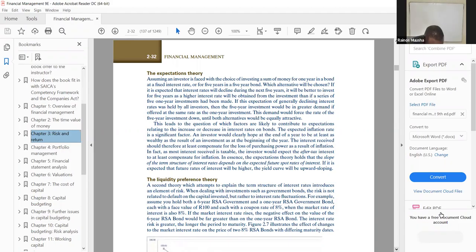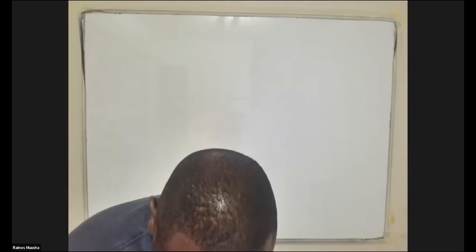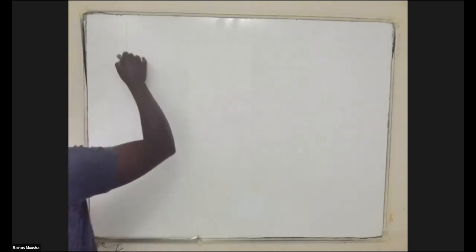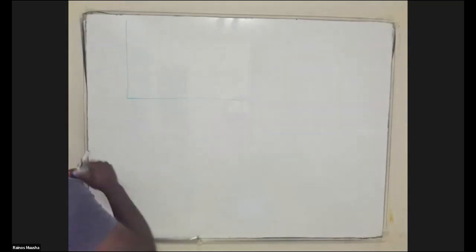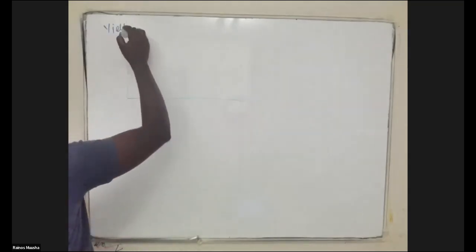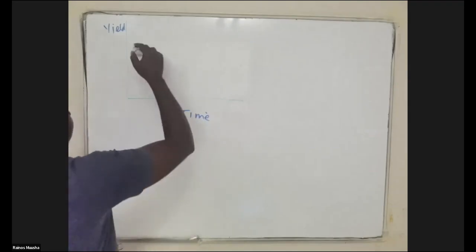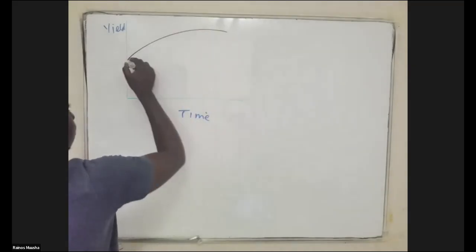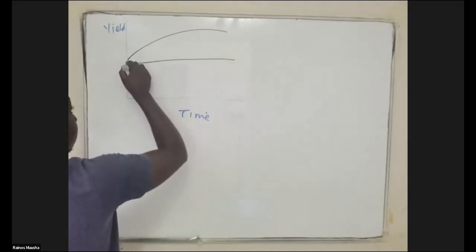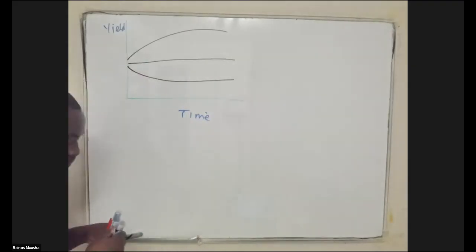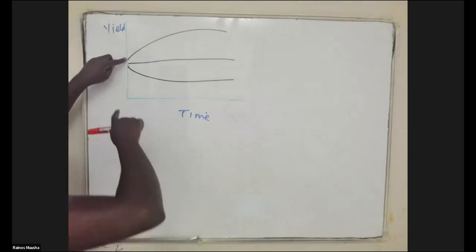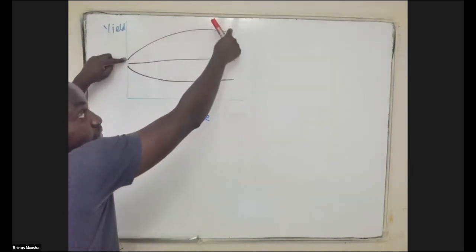So we are saying, in general, when you look at the yield curve, it shows you the yield over time. We're saying the yield curve can be upward sloping, or it can be generally flat, or it can be downward sloping as well. So with the expectations theory, it's just saying if the investor is expecting interest rates to go up in the future, the yield curve will be upward sloping.